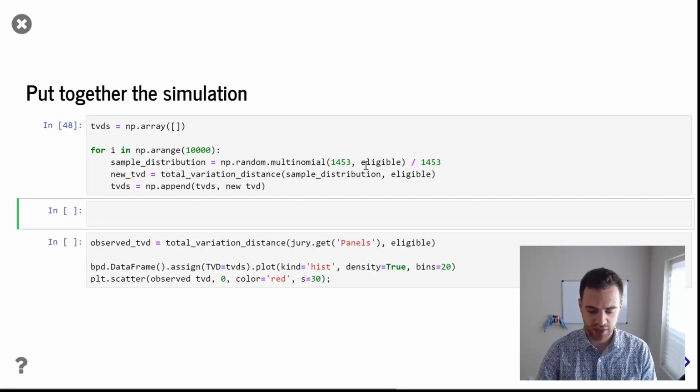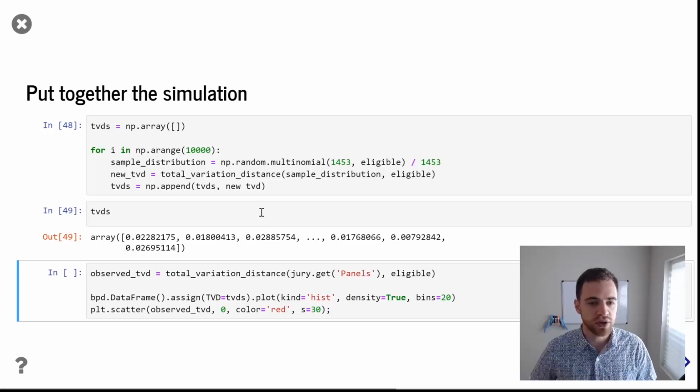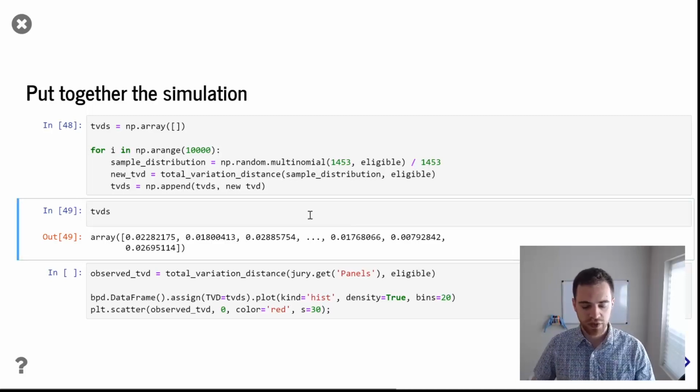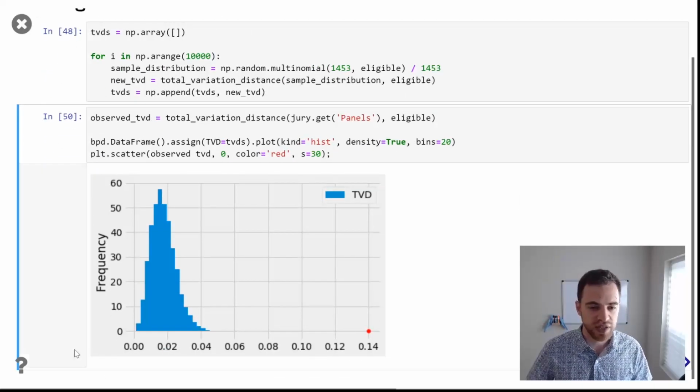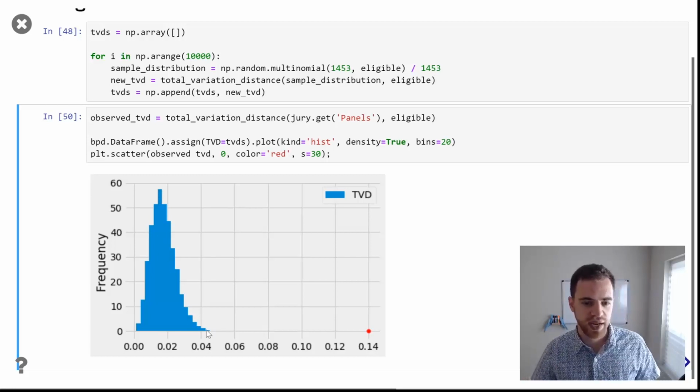So we ran the simulation. Let's take a look at the results. Here are all of the total variation distances that we saw: 0.02, 0.01, 0.02. They're all like 0.02 or smaller. 0.03 seems to be the upper bound here. So we're going to visualize that distribution. Here are the TVDs we saw. The most frequent, or the mode of this distribution, is a little less than 0.02, and we very rarely saw a jury panel with a total variation distance of 0.04.